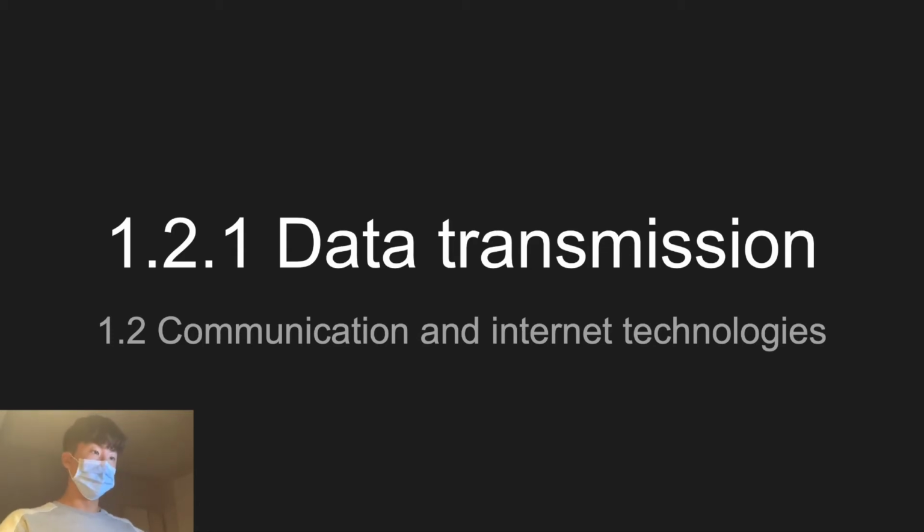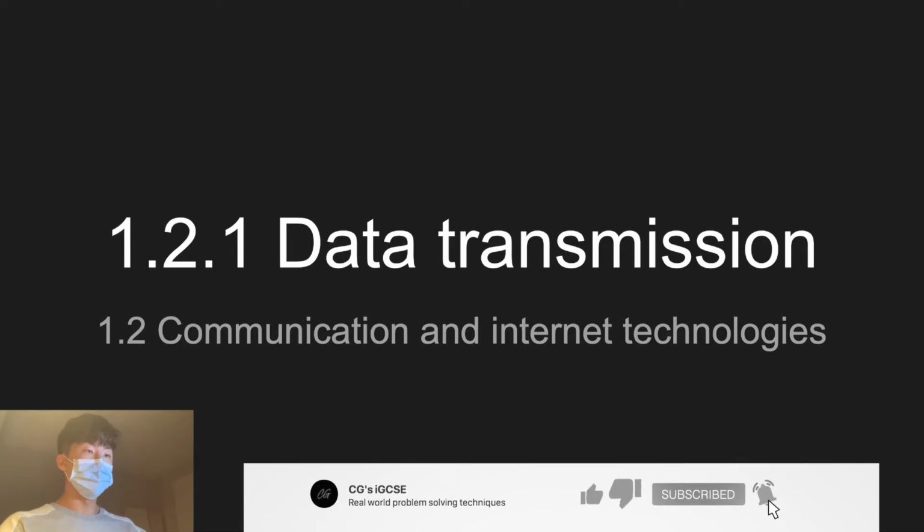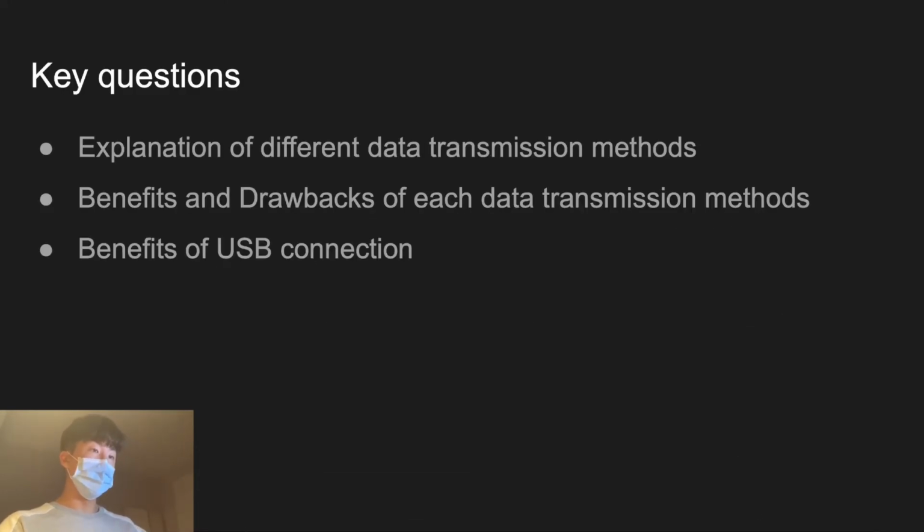Hello guys, today we're going to go over key questions in 1.2.1 data transmission. You will find this section pretty simple, since what you have to know are the definitions for different types of transmission and the benefits of them, and finally the benefit of USB connection. I will explicitly discuss the error checking methods in another video.